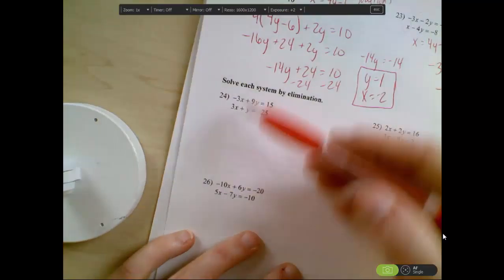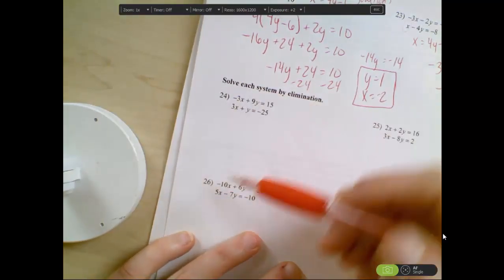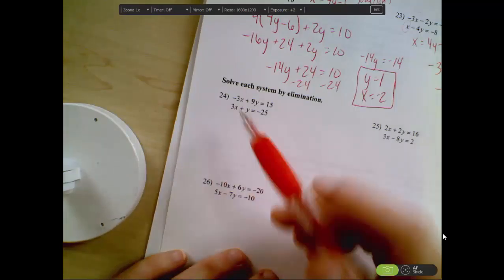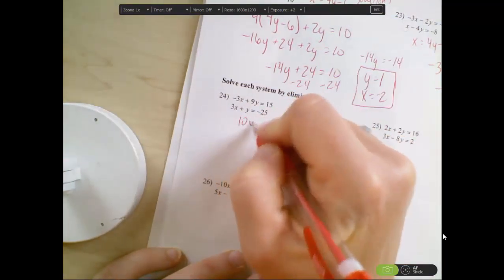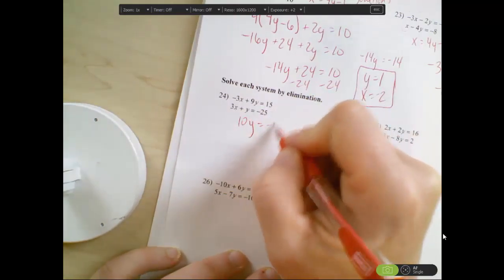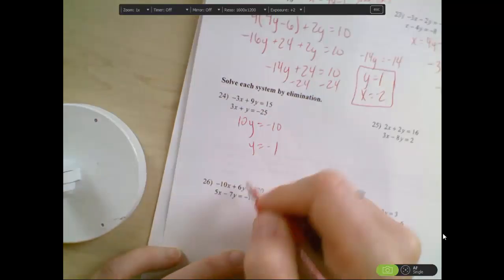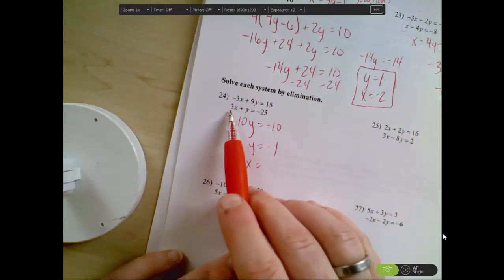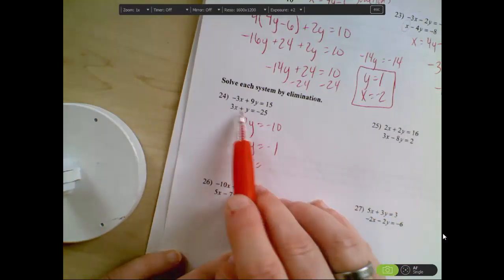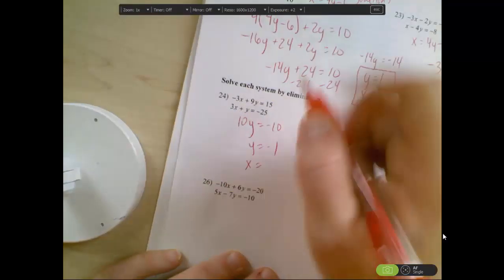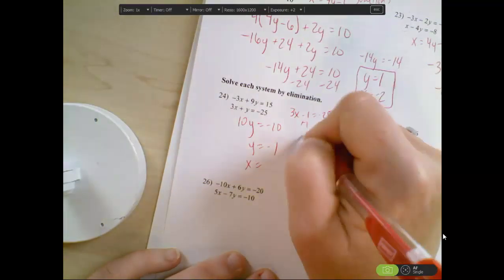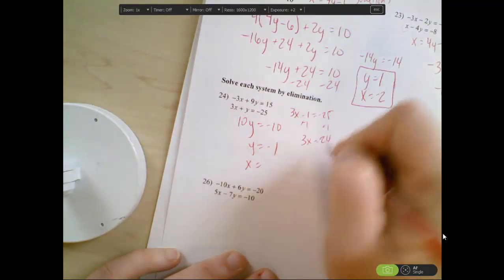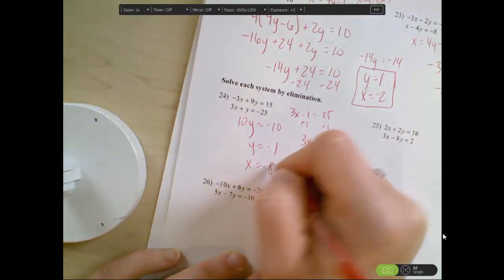Elimination. That's where you need everything to be lined up: x, y equals number. And see if something will cancel out. If I add negative 3x to 3x, gone. 9y plus y, 10y. 15 minus 25, negative 10. Y is negative 1. Solve for x. If y is negative 1, this is 3x minus 1 equals negative 25. Add 1. 3x equals negative 24. X equals negative 8.